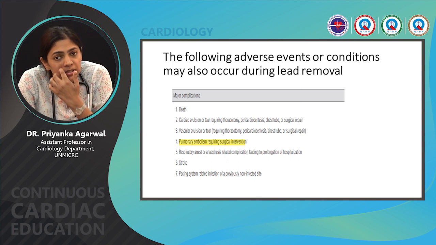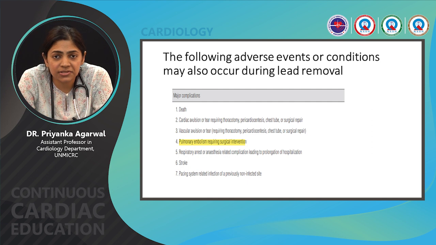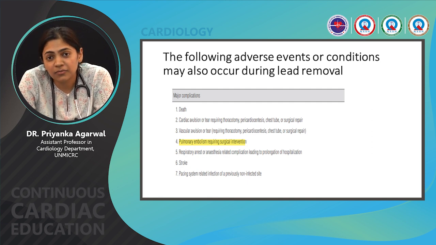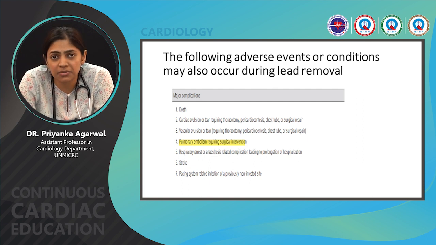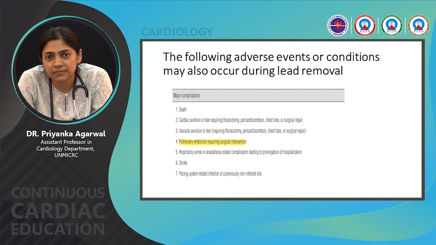So what can be the complications of this transvenous lead extraction procedure? One more thing: whenever we attempt a transvenous lead extraction procedure, there should always be an OT standby. The surgeon should always be informed, because if any complications occur, we need to take the patient to the OT, and for emergency and high risk, consent from the patient should be taken.